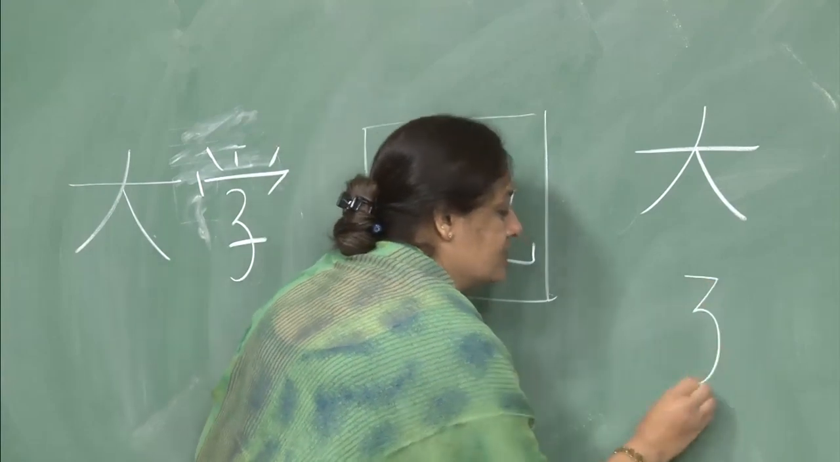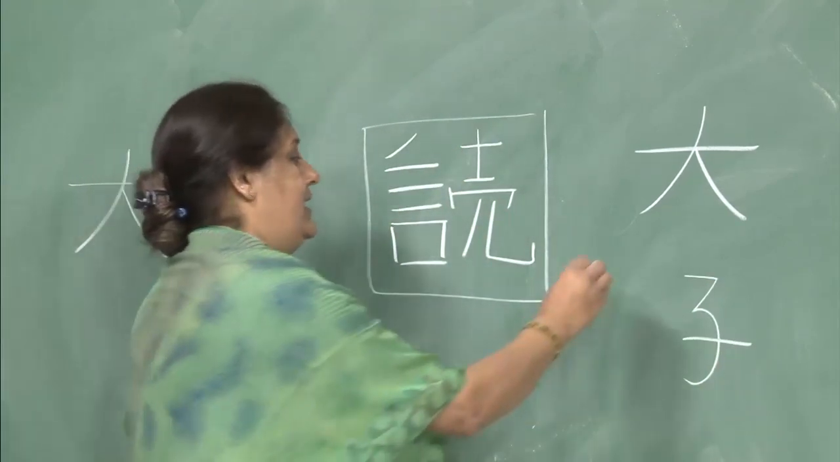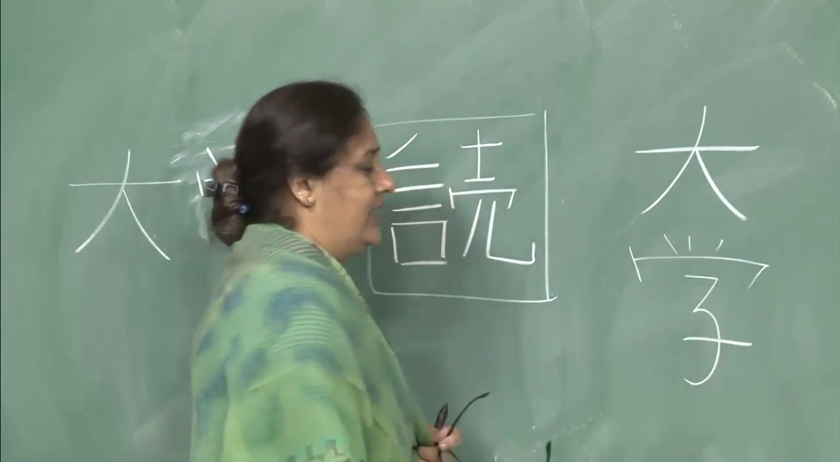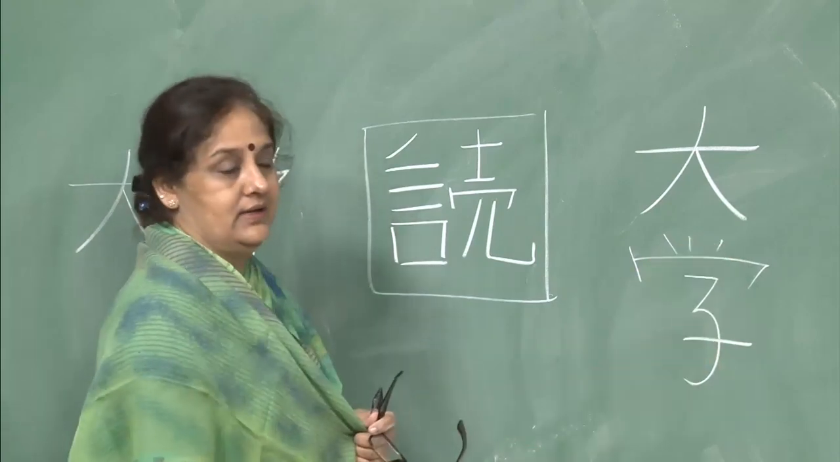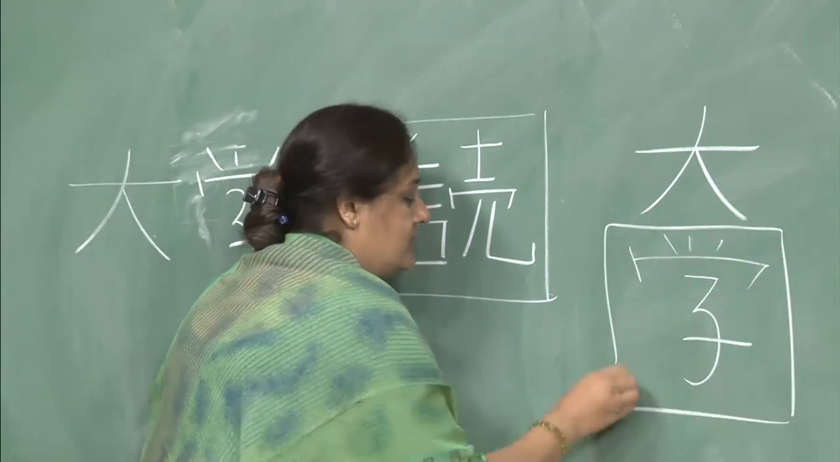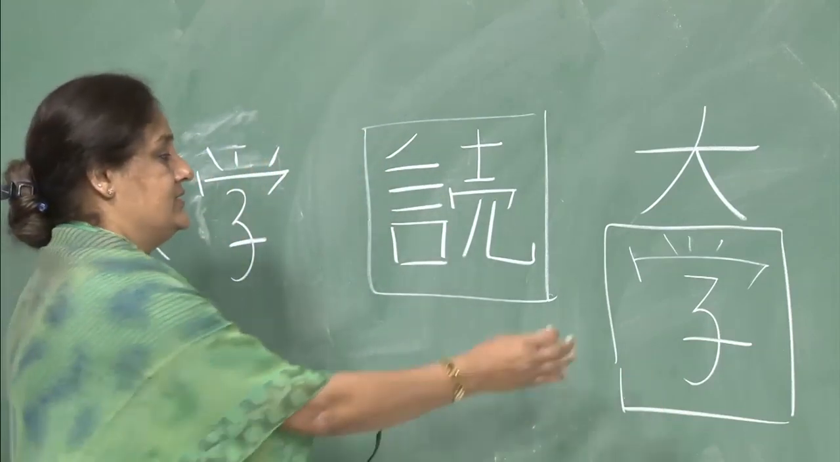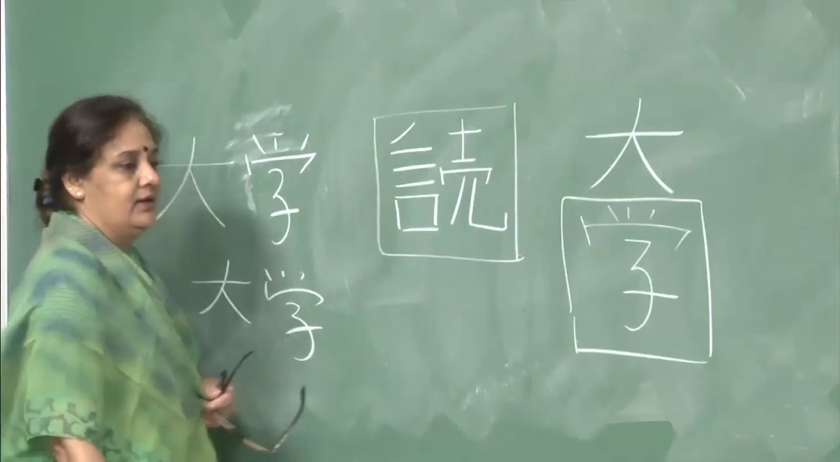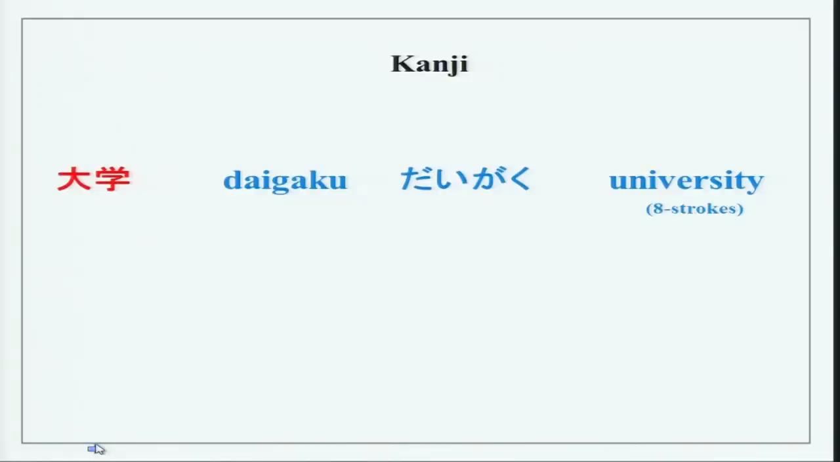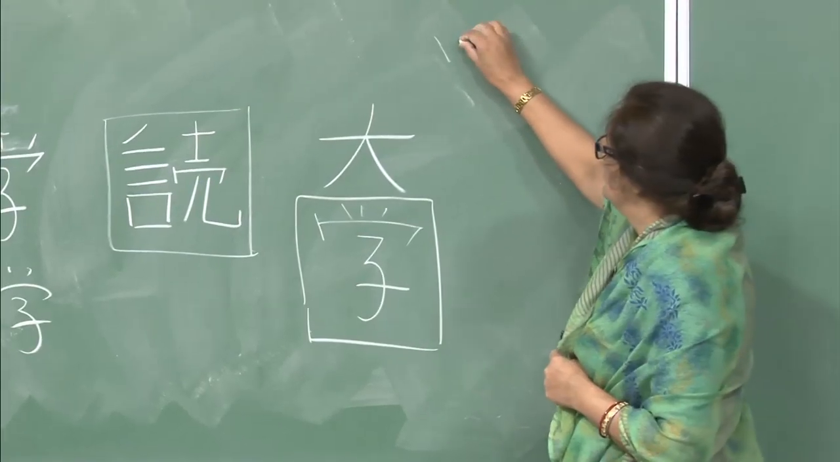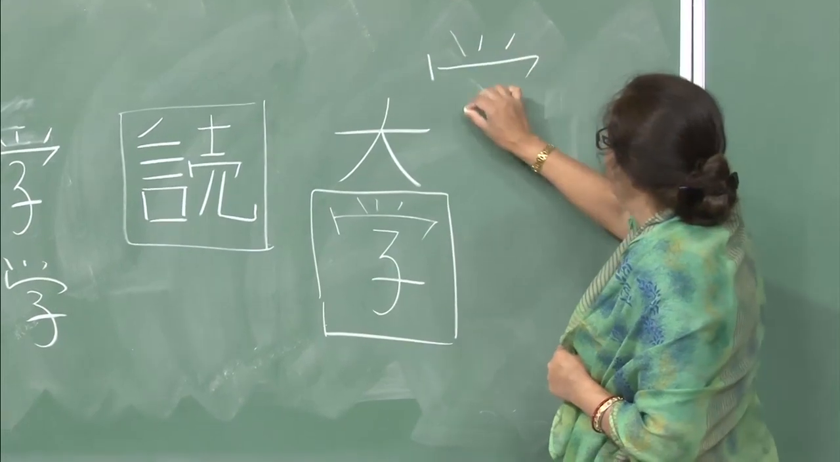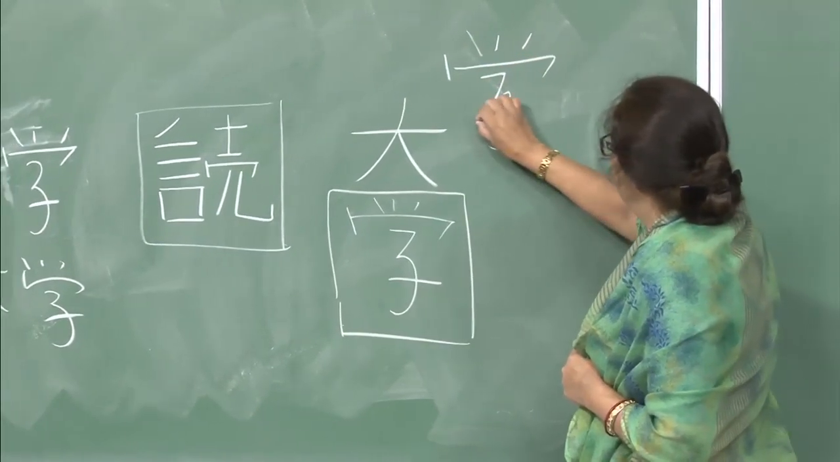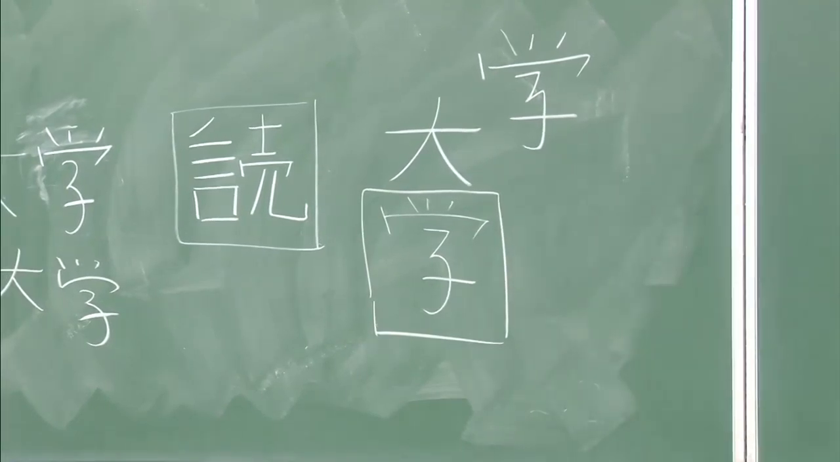Gaku is, this is kodomo, child, and a place where there are a lot of lights, a roof, a room with lights, somewhere you would sit and read or learn. Thus it is a place of learning, seat of learning. Big place of learning would be daigaku, which is a university as is given over here. You can see it's an 8 stroke character. 1, 2, 3, 4, 5, 6, 7 and 8. It's an 8 stroke character.